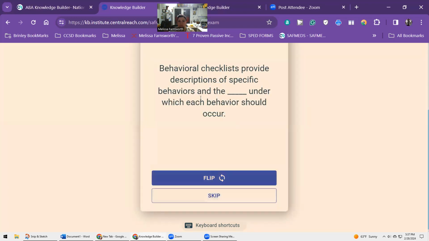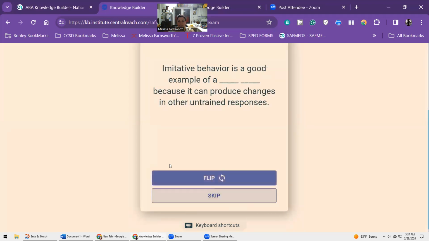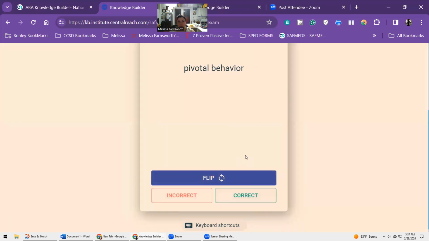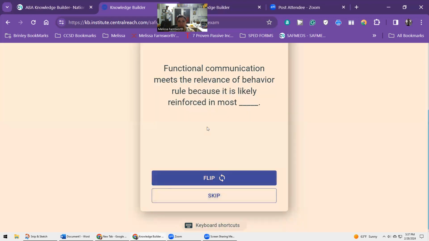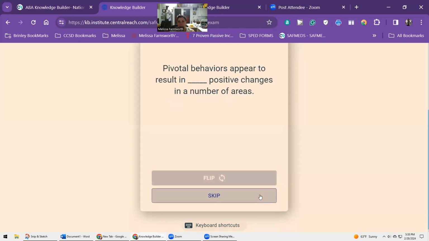Reinforcers. Behavioral checklists provide descriptions of specific behaviors and the blank under which each behavior should occur. Conditions. Imitative behavior is a good example of a blank because it can produce changes in other untrained responses. Pivotal behavior. Functional communication meets the relevance of behavior rule because it is likely reinforced in most blank environments.